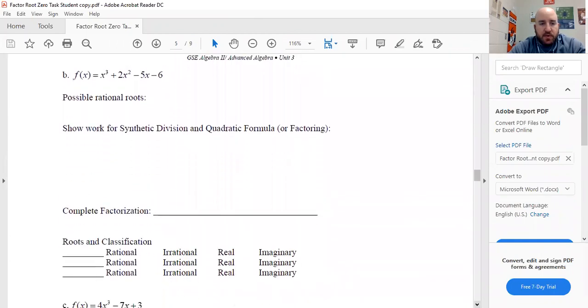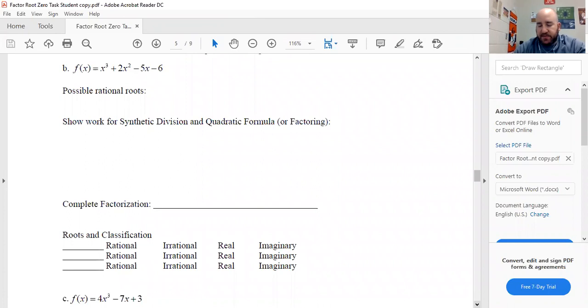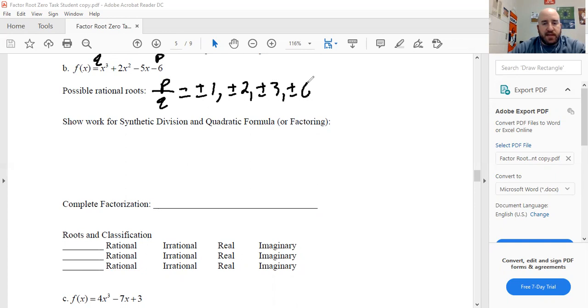All right, x cubed plus 2x squared minus 5x minus 6. So again, you can write that, write possible rational roots, P and Q. This is what I was talking about in the last problem. Q is 1, so I can skip straight to P over Q, save myself a little bit of time. And then I'm just going to put my factors of 6: 1, 2, 3, and 6.